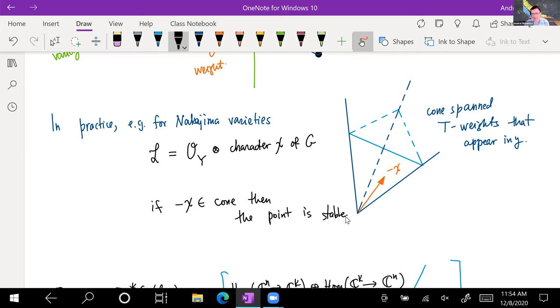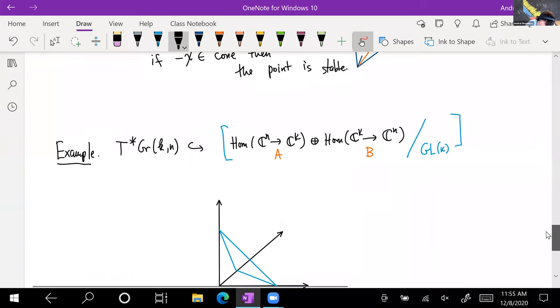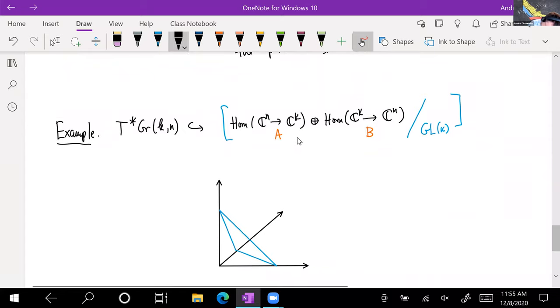Because the twist by chi moves the origin, instead of the origin getting in the polytope, we get the origin getting in a cone. And so let's go back to this example here. There's a torus action here.